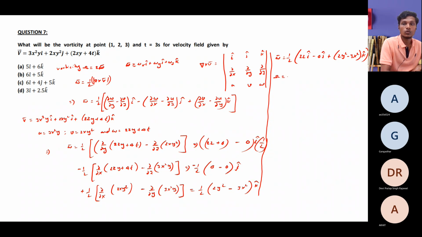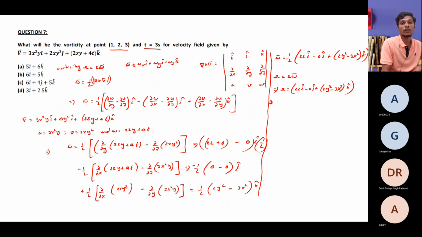Vorticity is equal to 2 times the angular velocity. So this half will go away, then omega is equal to just this value plus 2y square minus 3x square k cap. Still the question is not complete. The question is to substitute the values 1, 2, 3 in the x, y and z components at time t equals 3 seconds. There is no time parameter in our omega equation, so it is a steady vorticity.